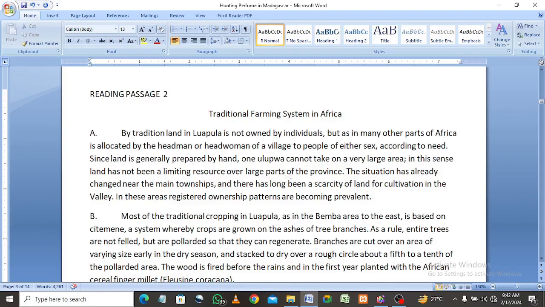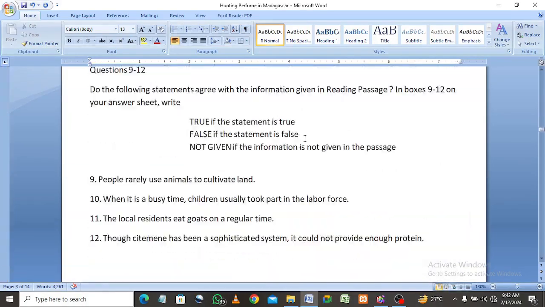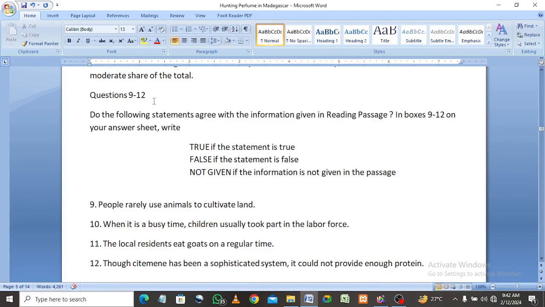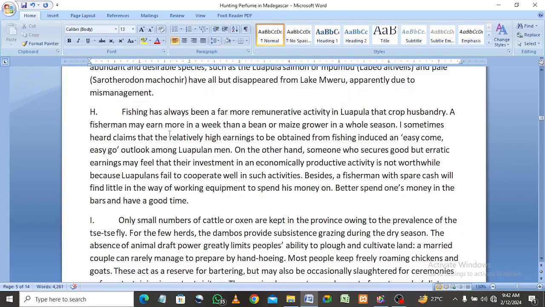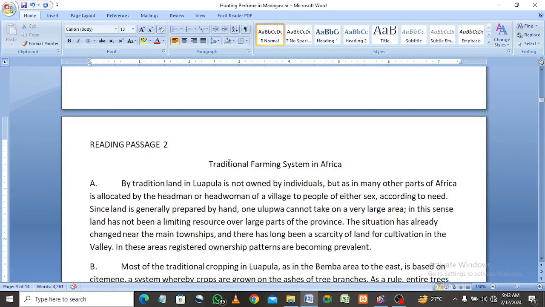So now let's dive into the question. If you remember, in our previous video, I made mention of scanning keyword and target keyword. Now let's check this question out. Okay, so question 9 to 11. The instructions say, do the following statements agree with the information given in passage 2? So the whole of this passage here is passage 2. You can see it now, passage 2.